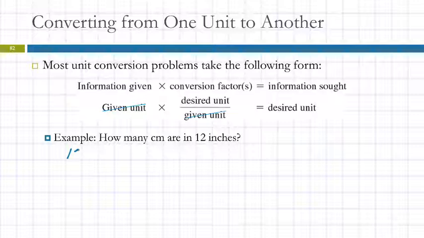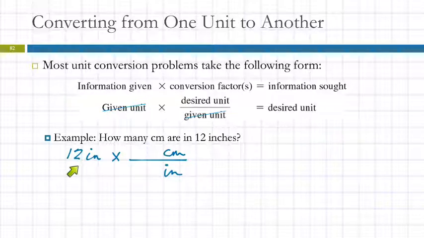So I'm given this quantity, 12 inches. I want to find out how many centimeters. So I'm going to multiply by a conversion factor where my desired unit is on the top. I desire centimeters, and the given unit is going to be in the denominator. So I've got 12 inches multiplied by some number of centimeters and divided by some number of inches. When I take that unit, which is like a variable, inch divided by inch, we say those cancel out, right? So poof, gone. The unit I'm left with is centimeters, okay?